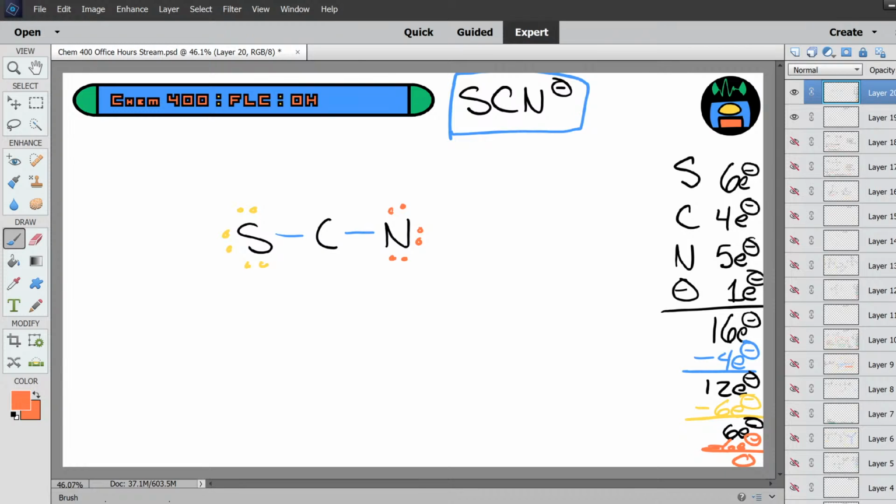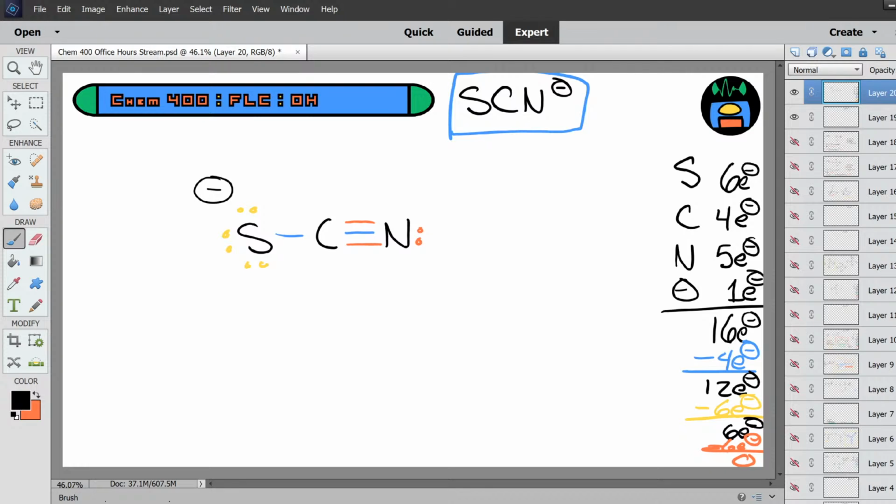All right, leaving us with 0. Now, the problem here is that carbon doesn't have a full octet, and so we need to use some of our lone pairs and turn them into double bonds to complete carbon's octet. So this is a Lewis structure for the molecule thiocyanate.